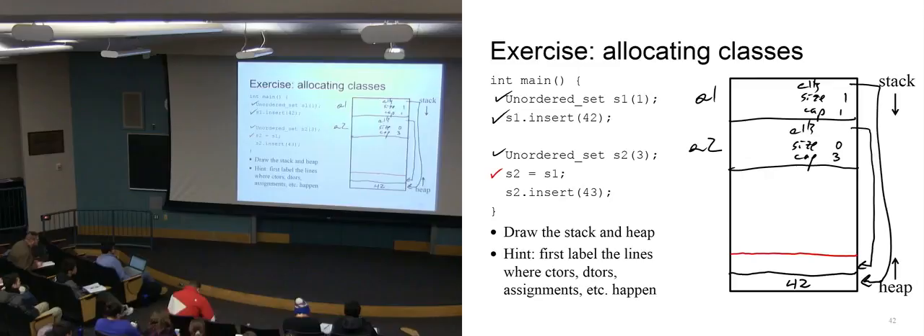And then I'll make sure that elts points at my new array. And then I'll make sure size and capacity are exactly the same as S1. And then I will copy the contents of S1 to S2. So I walked you through this in English. The code is doing what I described in English while I was drawing.